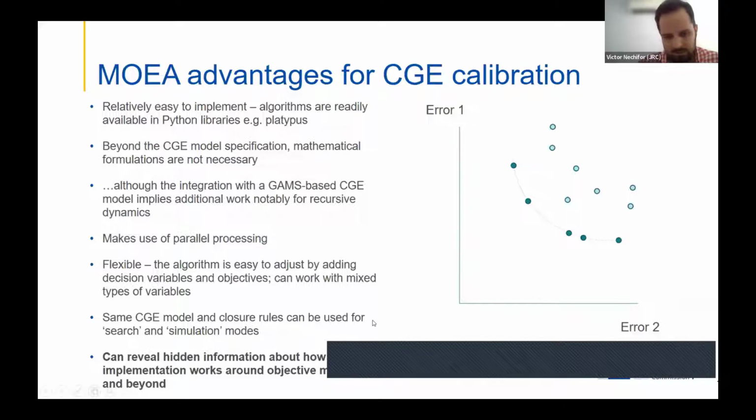And then last, which you can't really see, is that because we have information across the whole Pareto front, it will give us a more global view on how the model behaves. So it will reveal some maybe hidden information on how the model implementation works around the minimums or maximums of the objectives that we've set, but also beyond. So it will look at the range of values for the objectives.